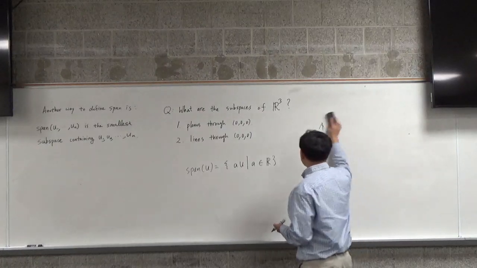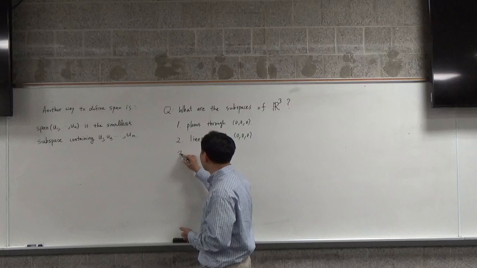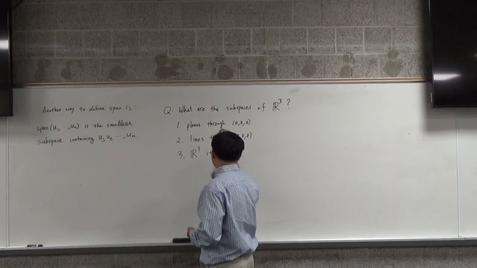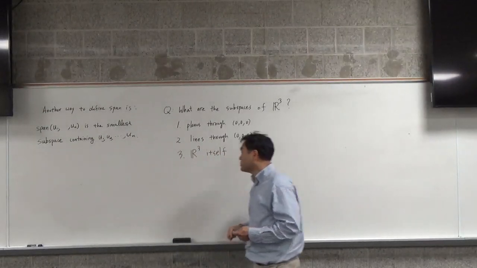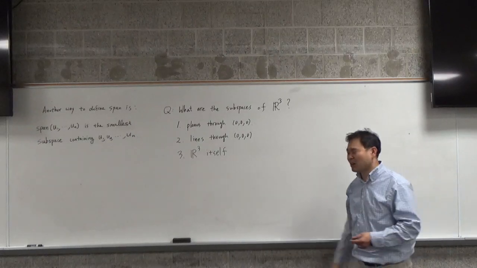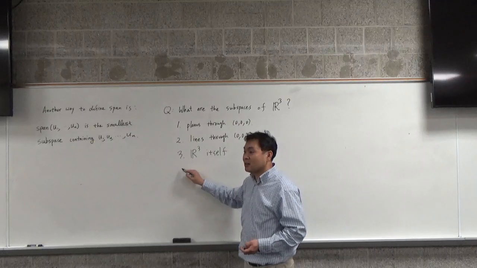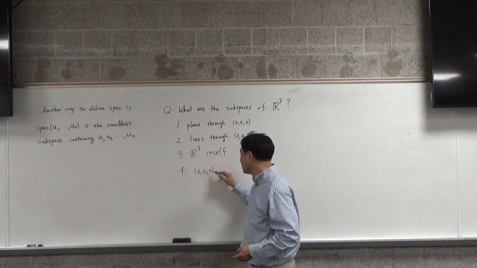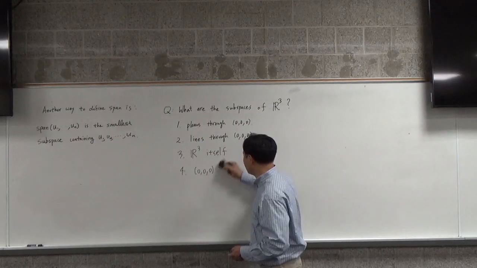So lines through the origin. Now there's still another, oh, there's 3 more. Okay. R3 itself is a subspace. A subspace could be itself. So the entire 3-dimensional space is a subspace. Okay. Is a point a subspace? The origin itself, 0, 0, 0. Yeah. Subspace. As a set.